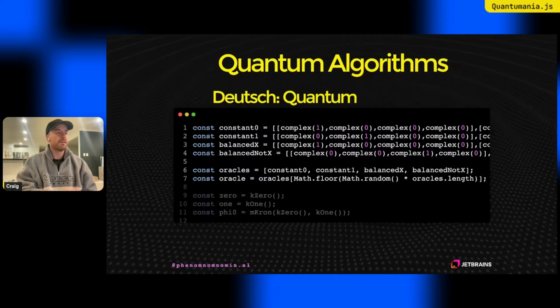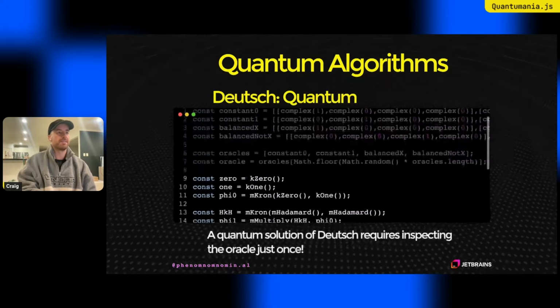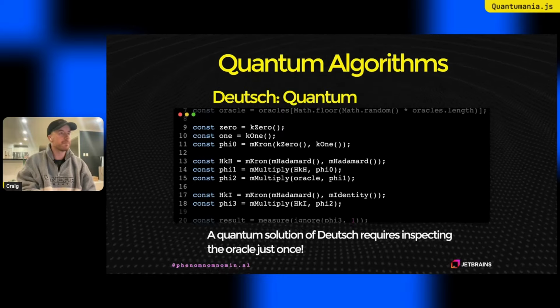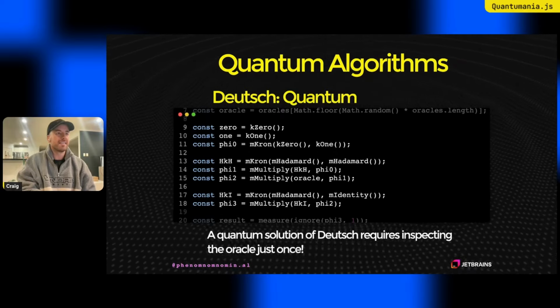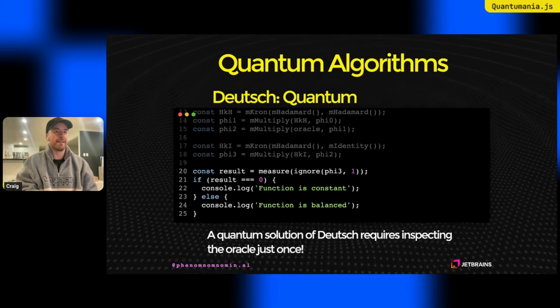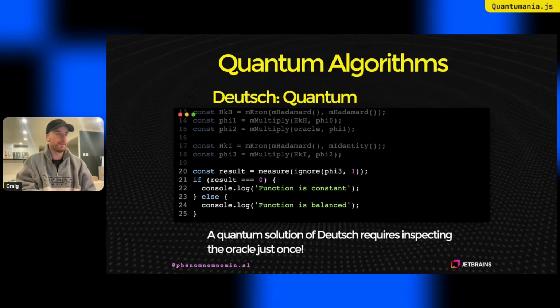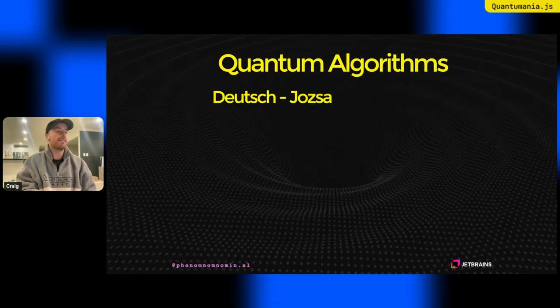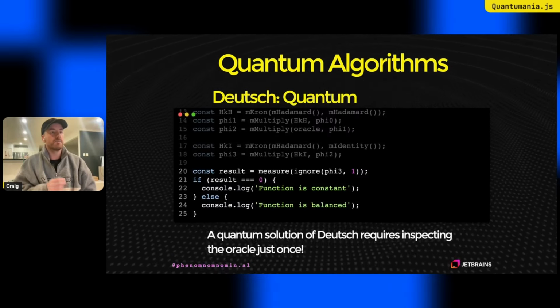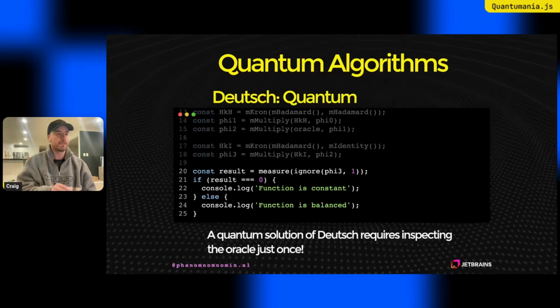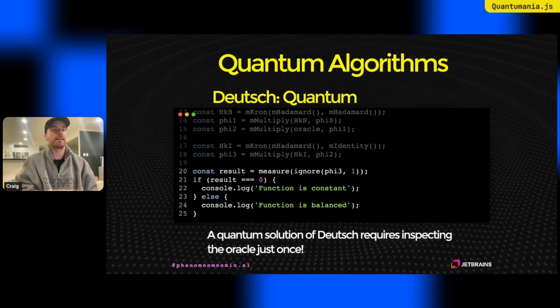So here's an implementation using our semi-implemented JavaScript simulator. And as you can see, it's a lot of work compared to the classical approach. So what's the point? In this case, the quantum solution actually requires inspecting the oracle just once. Remember, we had to do it twice in the classical case.